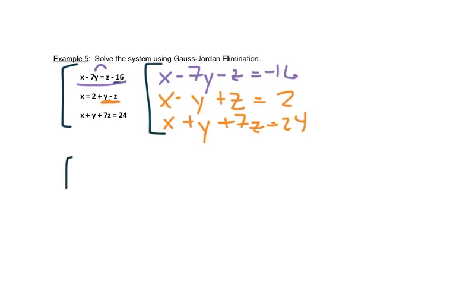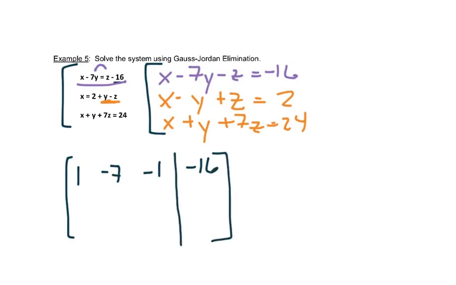So the first thing that we'd write down is our augmented matrix. We'd have 1, negative 7, negative 1, negative 16. There's our line. Then 1, negative 1, 1, 2, and 1, 1, 7, 24.